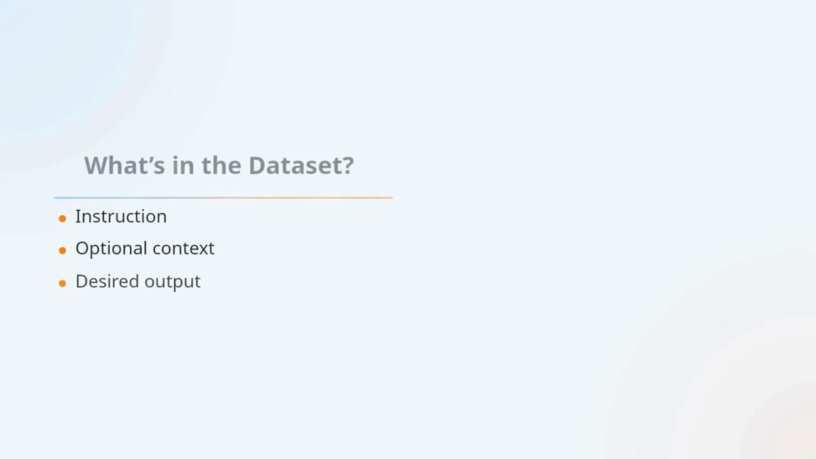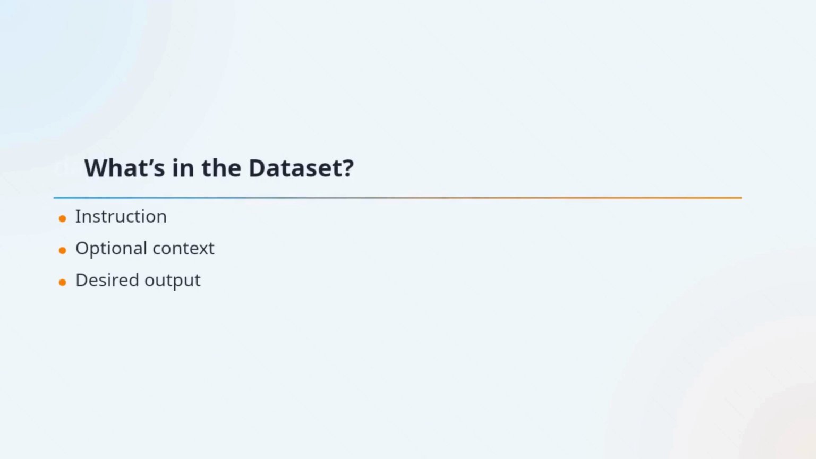Each training example usually has 3 parts. First, an instruction, such as translate this sentence to Spanish. Second, optional extra context, like a passage or supporting details. Third, the desired output, which acts as the ground truth the model should learn to produce.